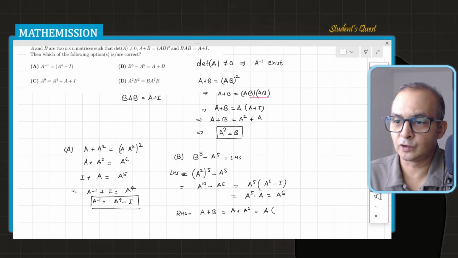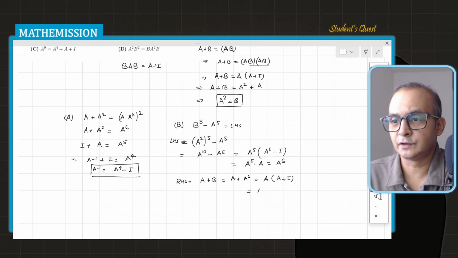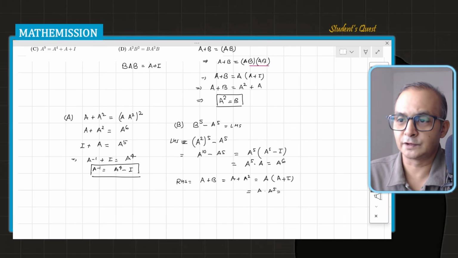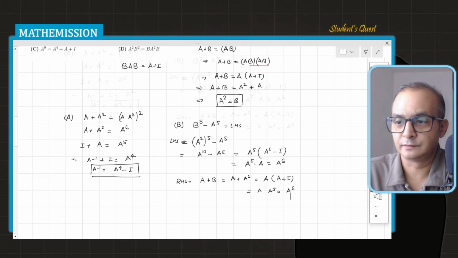Again I can take a common. So I get I plus a or a plus I. But you see that I plus a is again a to the power 5. So this will give you a into a to the power 5, and so it is a to the power 6 again. Therefore option B is also correct. So two options are correct so far. Let's go for the C and see what will happen.